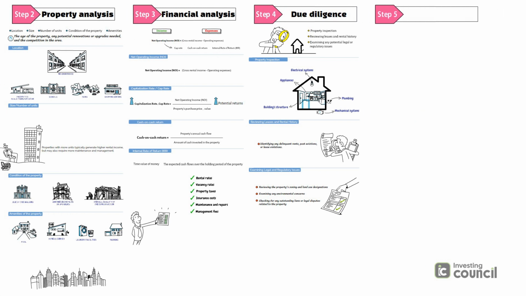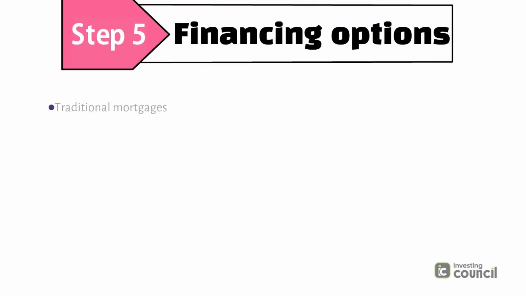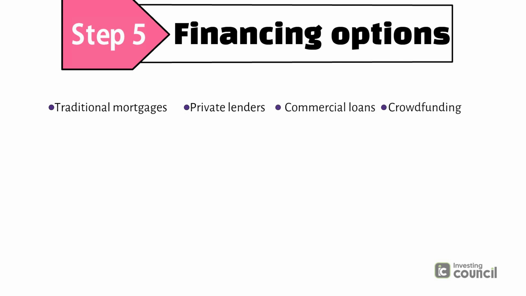And finally, the fifth step is financing options. Once you've identified a potential property, consider your financing options. Multifamily homes can be financed through traditional mortgages, private lenders, or other financing options such as commercial loans or crowdfunding. Let's explore them one by one.